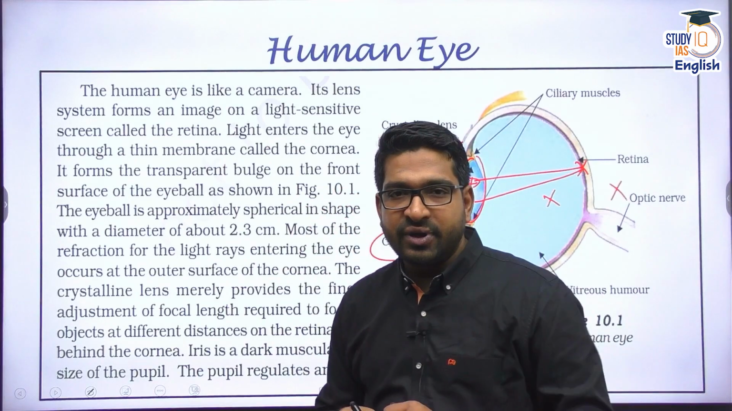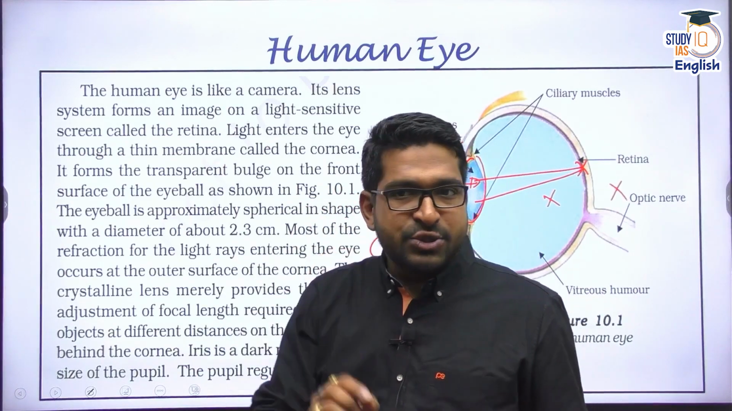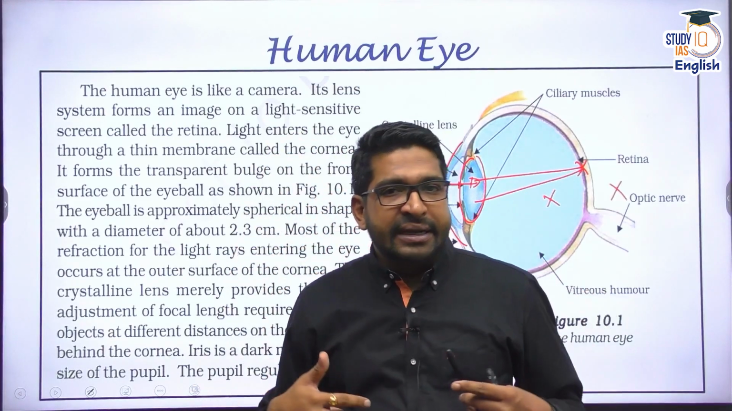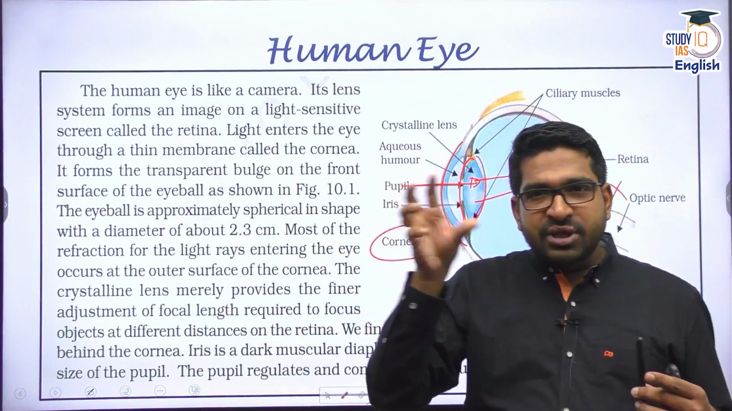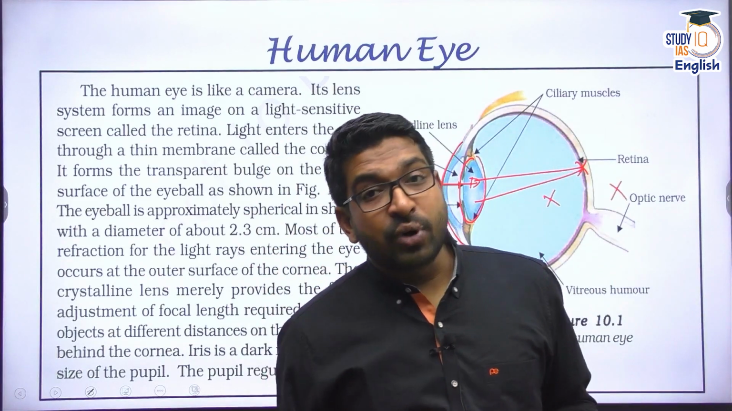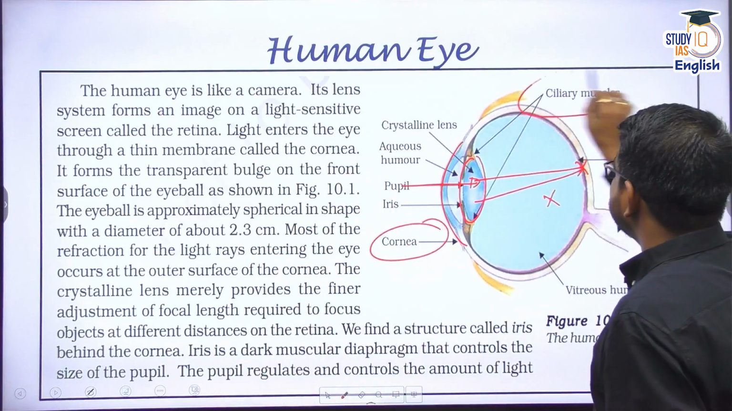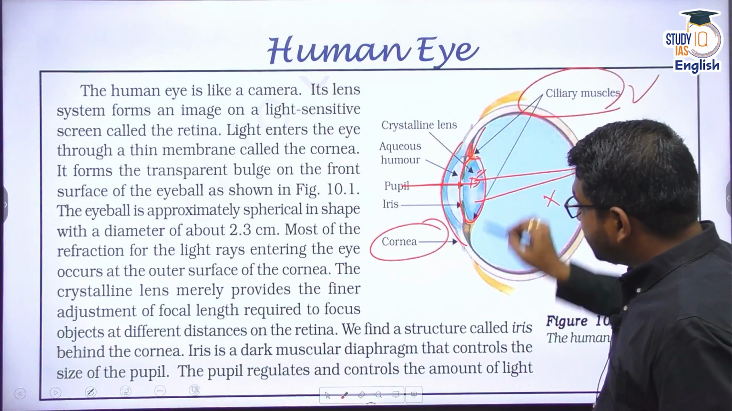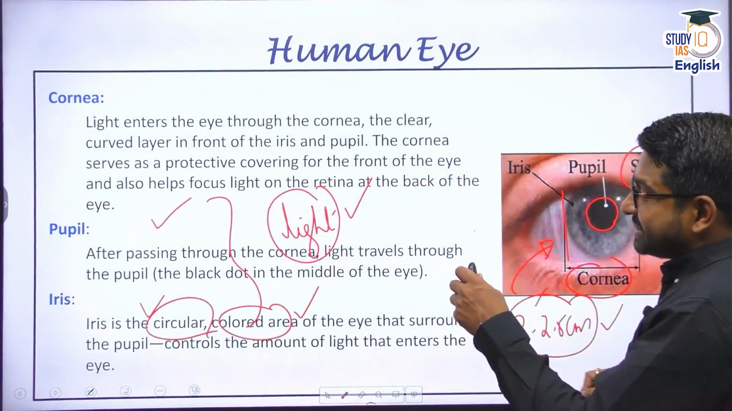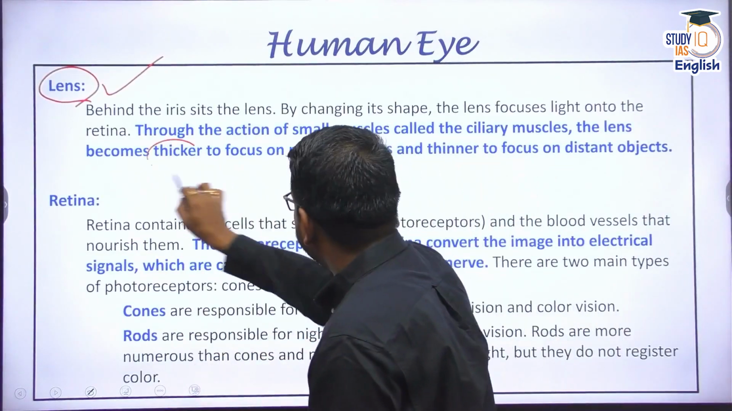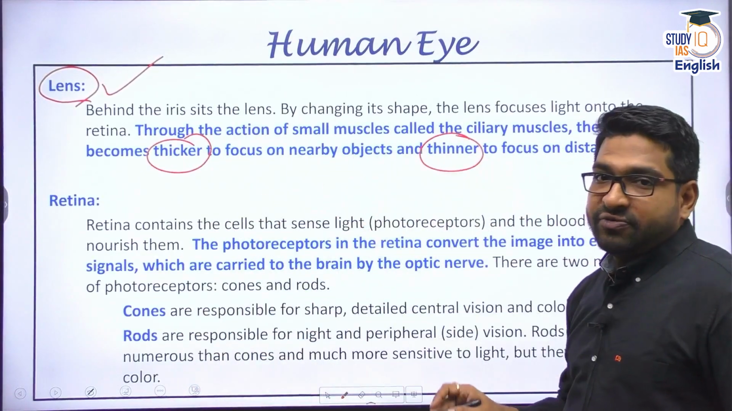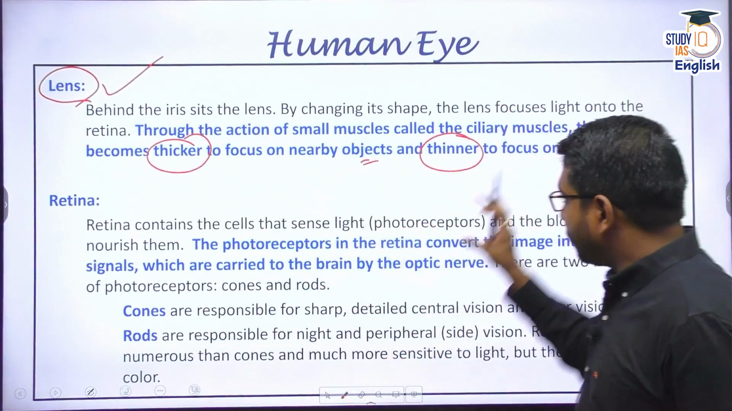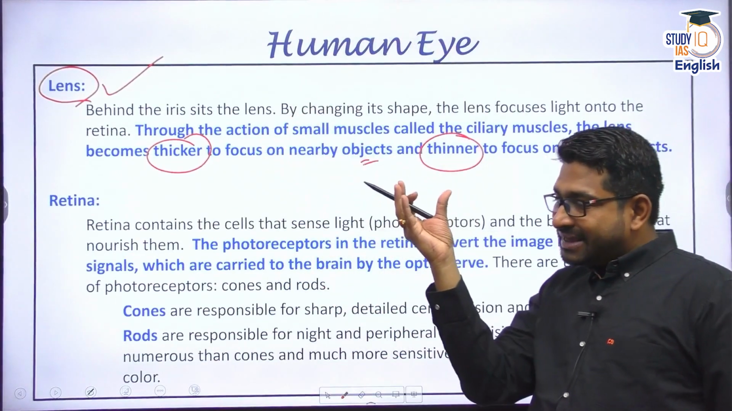As I told you, if you have a camera, you set the camera lens to focus on something. But the human eye already has the ability to become thick or thin depending on your focusing. And this is possible because of your ciliary muscles, because this lens is connected to ciliary muscles, and these ciliary muscles ultimately help in thickening and thinning of the lens. If you have to focus on nearby objects, the lens becomes thicker. If you have to focus on far away distant objects, the lens becomes thinner.